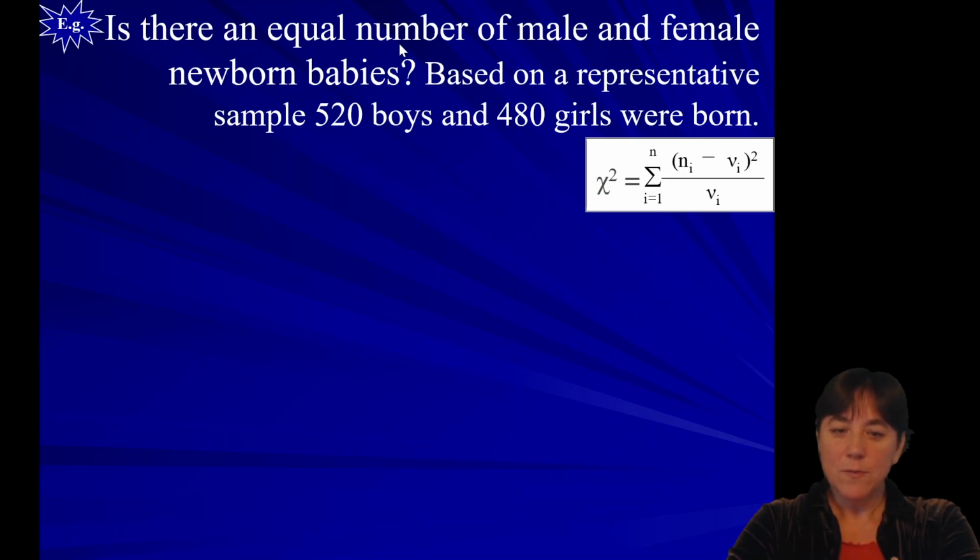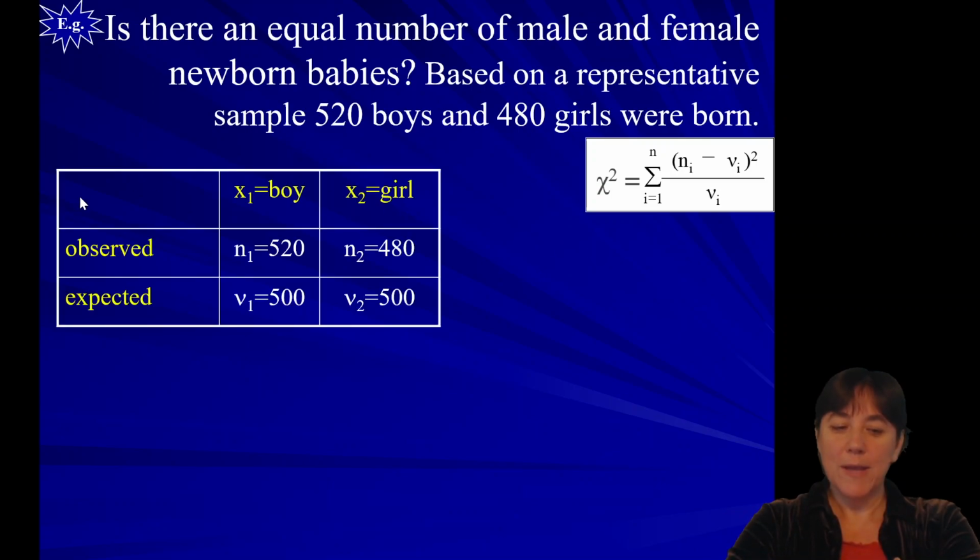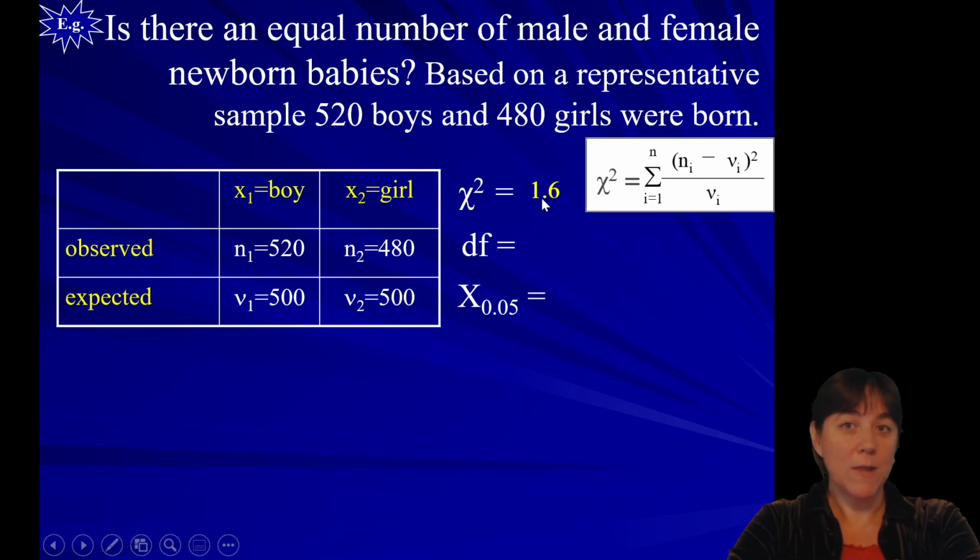Are there equal number of male and female newborn babies based on a representative sample of, let's say, 550 boys and 480 girls? We can kind of see the difference, but is this difference significant? So we set up the contingency table. We have the expected values, which are equal. That's what we want to reject. And we have the observed values. We can either calculate or we can revert to SPSS to calculate the chi-square result for us. So the chi-square result will be 1.6. The degree of freedom is again 1. And thus, this critical value is 3.841.